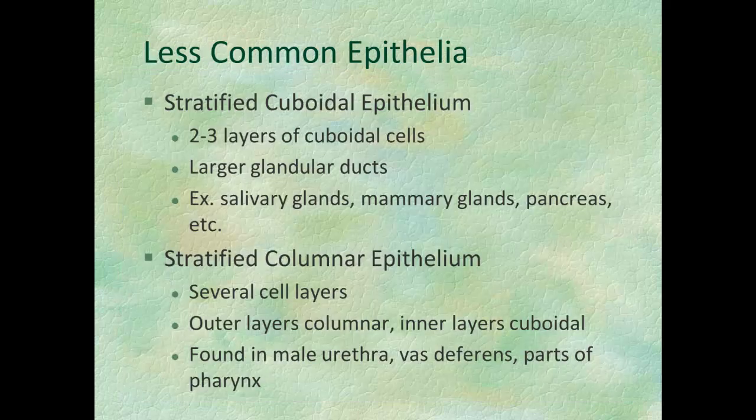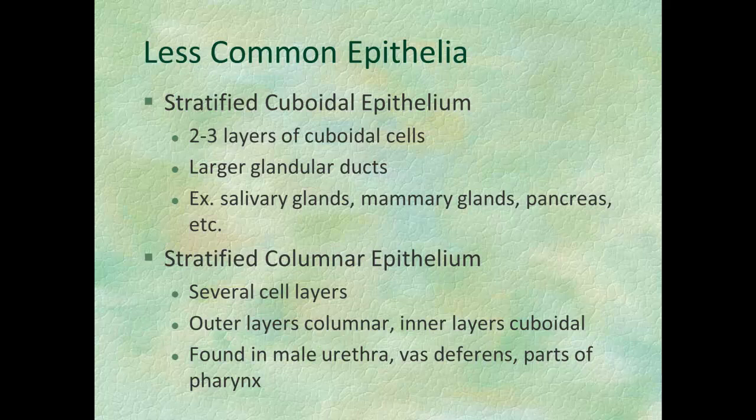The last two stratified epithelia are a lot less common. You have stratified cuboidal and stratified columnar, and these are not nearly as widespread as the other two. Stratified cuboidal epithelium tends to be just a few layers thick, 2 to 3 layers of cuboidal cells, and is largely found in a lot of ducts of different glands. For instance, salivary glands, within the mammary glands, and the pancreas. Sometimes the walls of the ducts are thicker and are made up of multiple layers of cuboidal cells. And that's where we typically find stratified cuboidal epithelium.